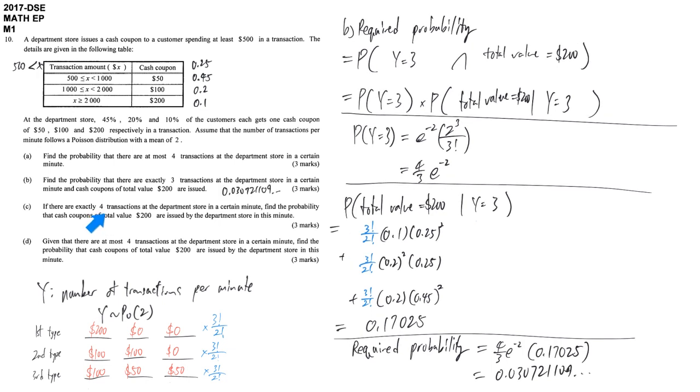Part C is similar to the part B calculation. Now there are exactly 4 transactions instead of 3. And then we are going to find the probability that the cash coupon of total value 200 is issued. But pay extra attention that they have the word "if". That means the first stage is already ensured. That means we just talk about the conditional probability at the back, but not the first stage.